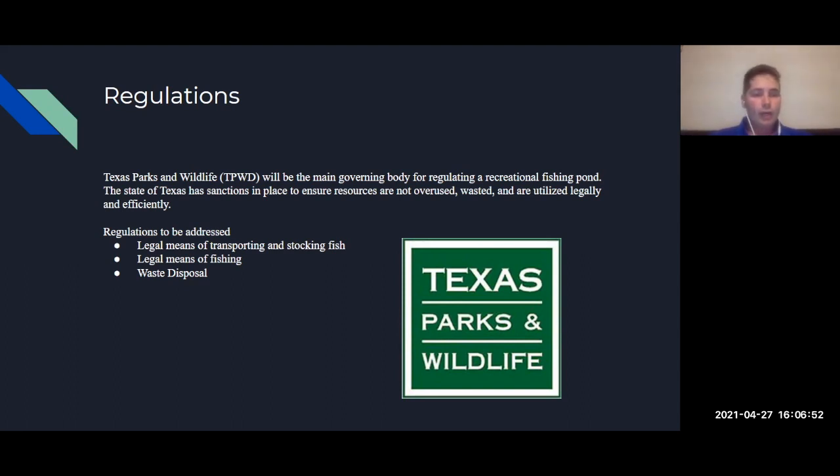So some of the major regulations to be addressed would be legal means of transporting and stocking, the legal means of fishing, and waste disposal. We'll have to follow the proper waste disposal as we're dealing with animal waste that can reach farming levels. It might be a problem since we're rural, but we're not super rural. And with the proximity to Houston, it's definitely something that's going to need to be addressed.